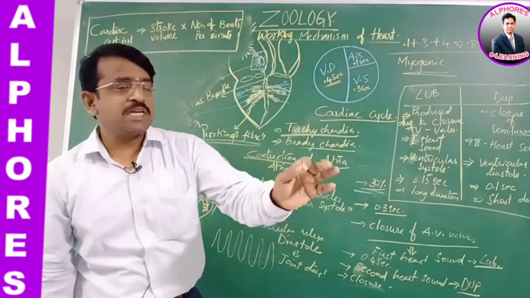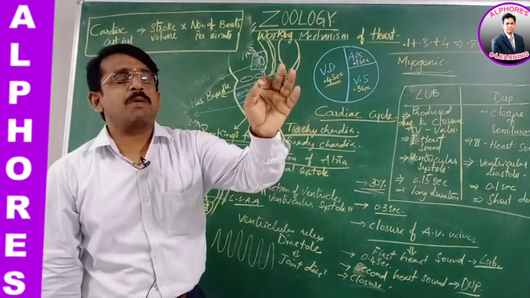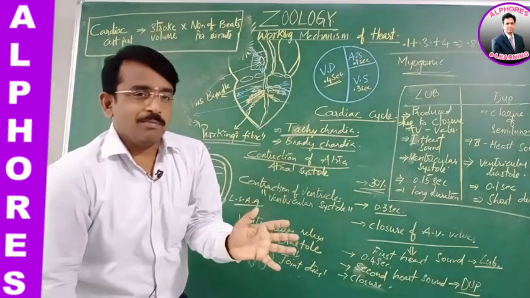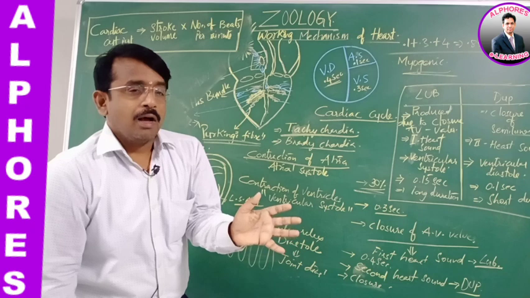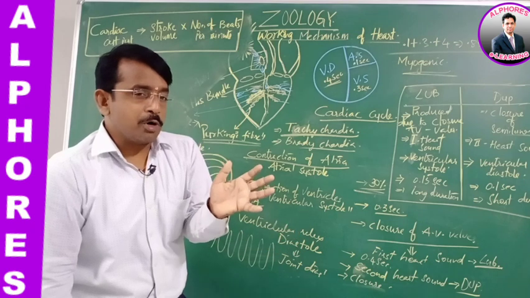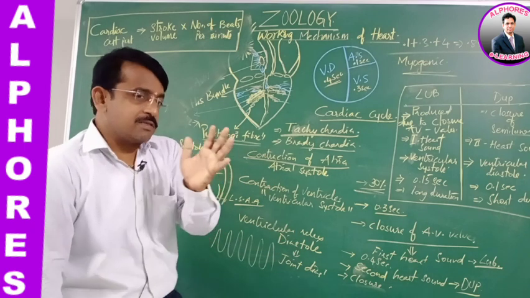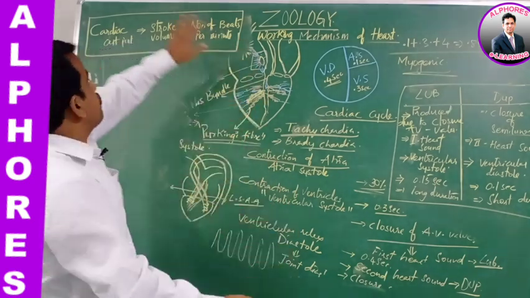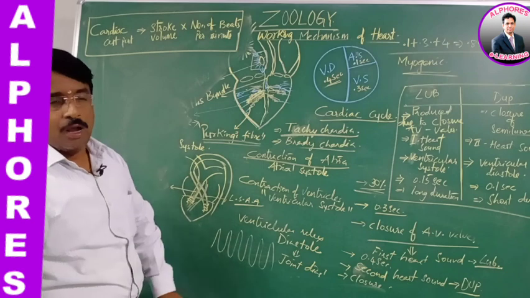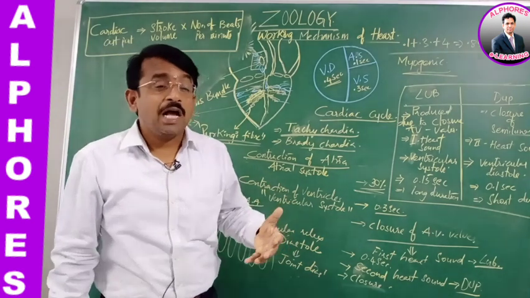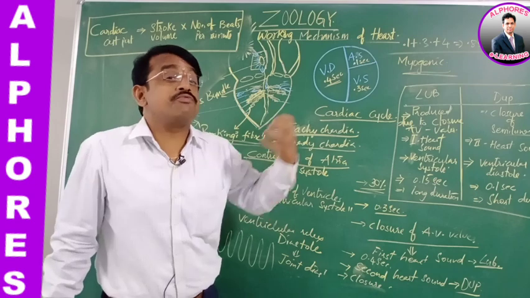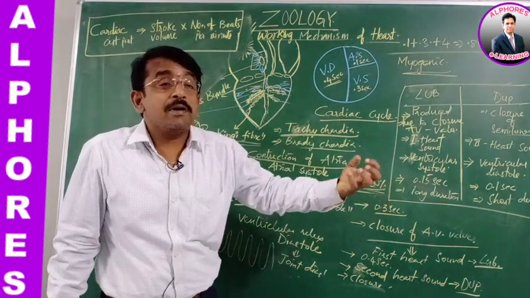Stroke volume is the amount of blood that is pumped out from each ventricle. The amount of blood pumped out by a ventricle is the stroke volume. If this is calculated per one minute, that becomes the cardiac output. What do you mean by cardiac output? That is the amount of blood pumped out from the heart per minute.